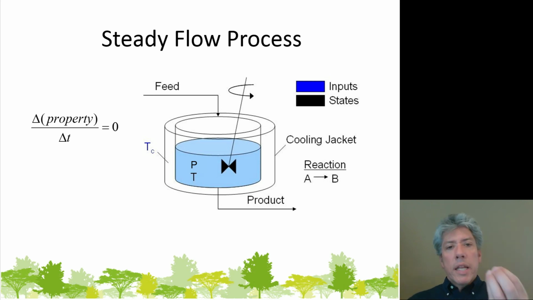So if I were to look at the feed's properties, its temperature, its pressure, its composition now versus an hour later, I would find no change in that composition. Okay, if I were to look at the pressure right at the tip of the stirring rod now and 5 hours later, it would be exactly the same, because the idea of a steady flow process is that there's no change of any property with respect to time.